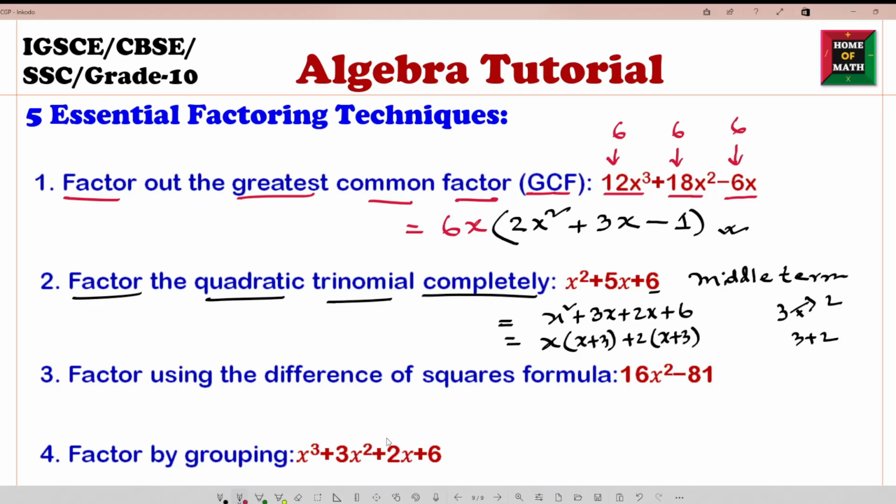And our answer is x plus 3, x plus 3, we can take common x plus 3, and here is x plus 2, and this is our answer. So two things we completed, one is common factor, another one is middle term factor or quadratic trinomial.